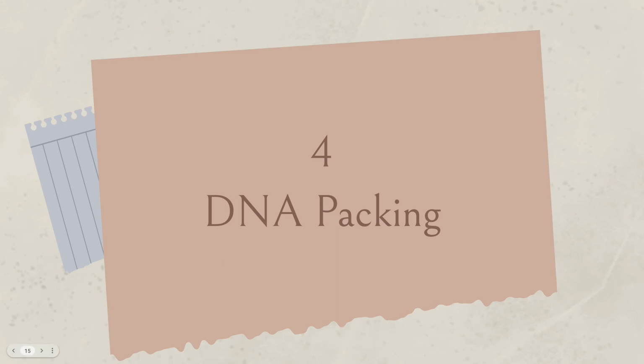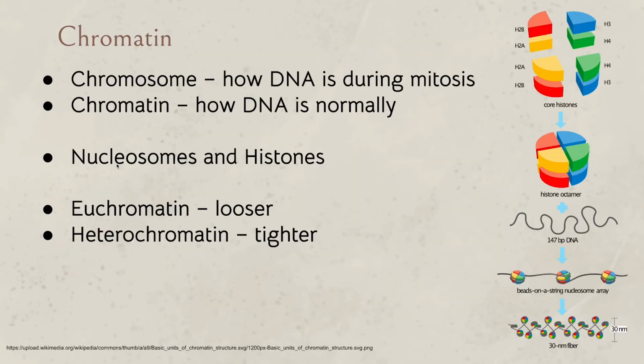And now we're on to DNA packing. Okay, so DNA is usually stored as chromatin. There's an important distinction to make. A chromosome is how DNA is during mitosis. It's all tightly packed, and you can see that iconic X-like shape. But chromatin is kind of loose, spaghetti-like, and this is how DNA is normally. There's actually an organization to it, but from the outside it looks pretty messy and loose.